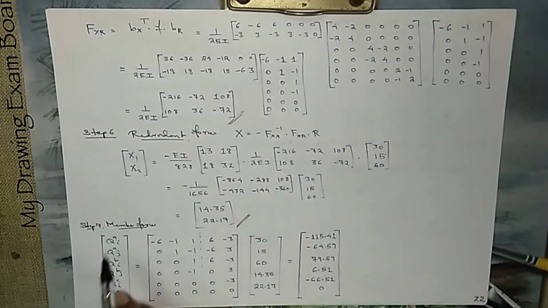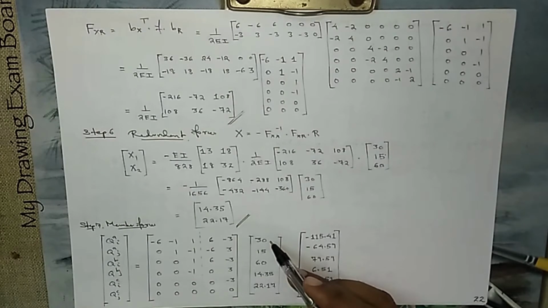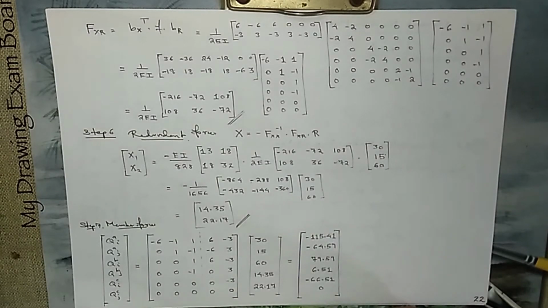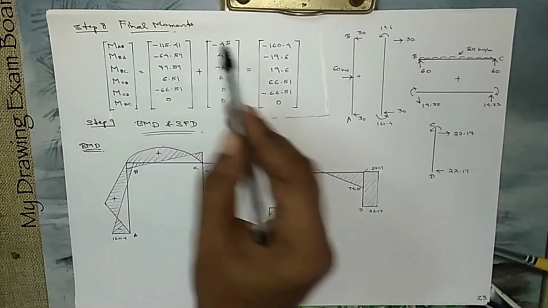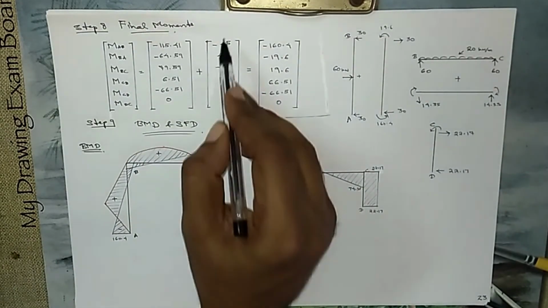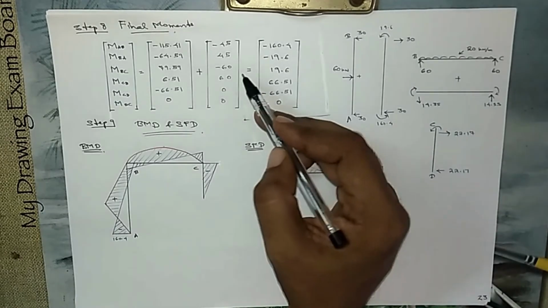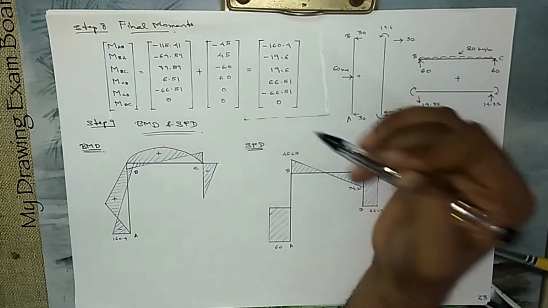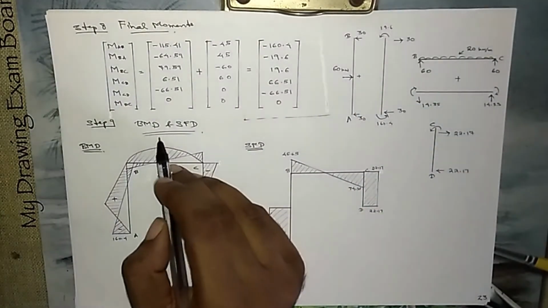Then I write the member forces. That is the same equation, that is step 3, equilibrium equation. The only change is you are just putting the values of R and X here. So putting those values, you will get the member forces. The next step is to find the final moment. Step 8, final moment. Final moment is simple. You have to add the member forces with the fixed end moment you found in step number 2. Add and you will get the final moments. Then the last step is to draw the BMD and SFD.